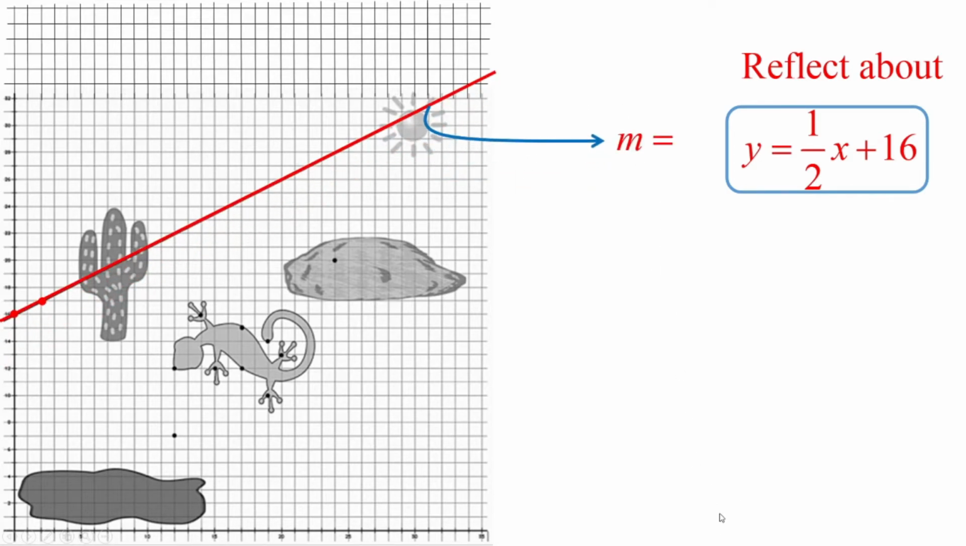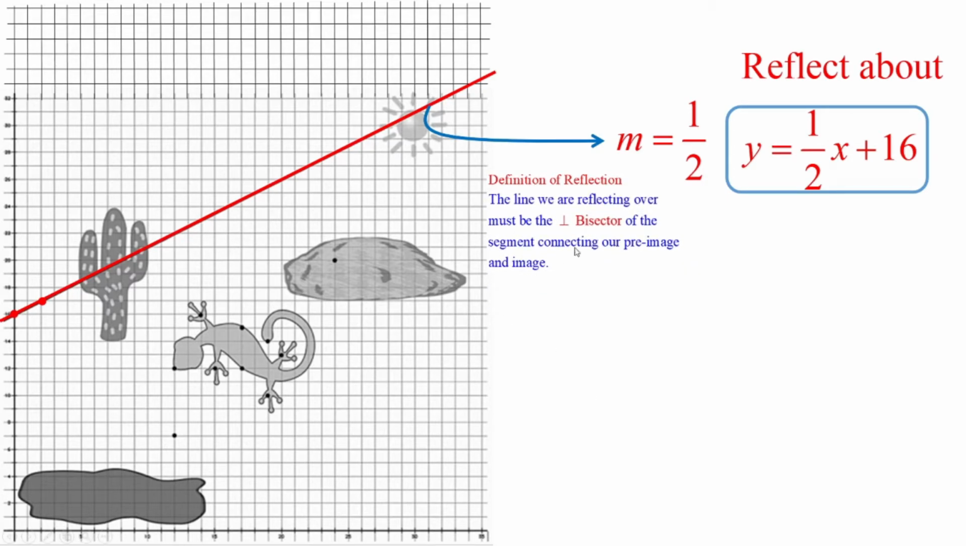Okay, so let's talk about slope now. You guys know that the slope of that line of reflection is 1/2. Now, the definition of a reflection. This is critical. All right, here it is right here. The line we are reflecting over, like this bold red line that I just did right there, must be the perpendicular bisector of the segment connecting our pre-image and image. So if we begin by the point at the tip of our leaping lizard's nose right there, and we reflect it over that line, I think you can picture that that point's going to end up out here somewhere, right?